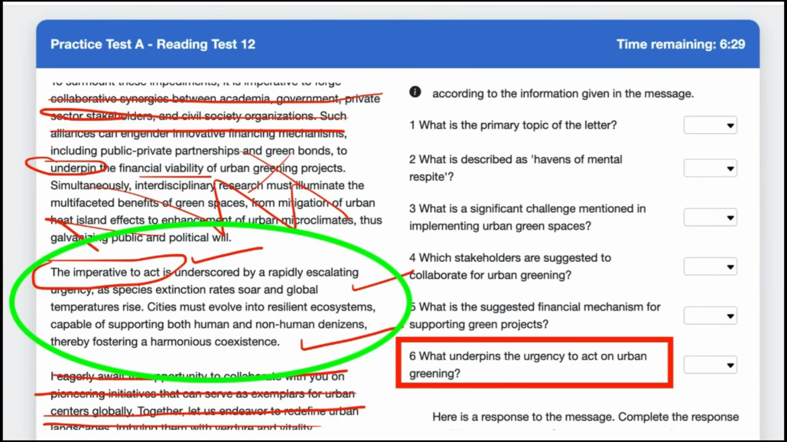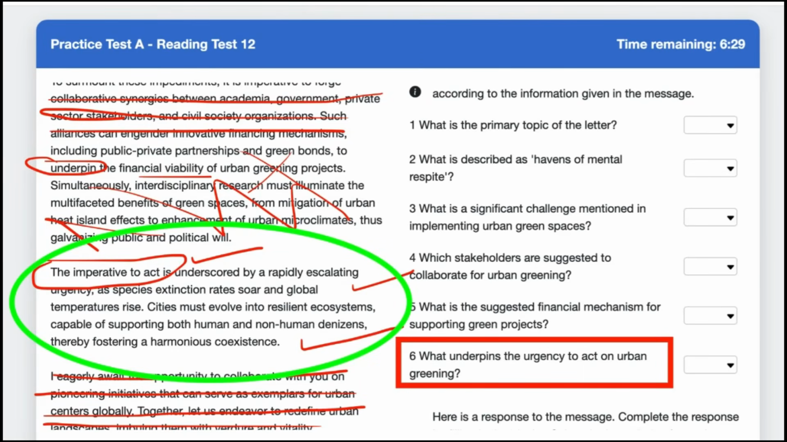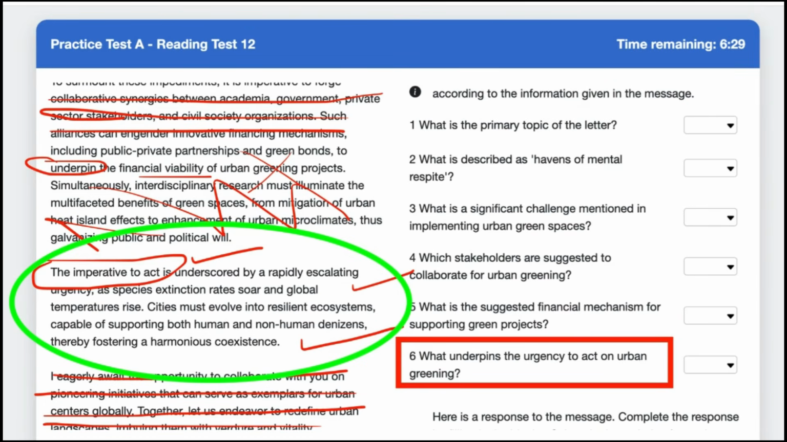I've highlighted this, but again, it says underpin the financial viability, which is not what we're talking about. Question number 6 was talking about underpinning the urgency to act. So this is put there to confuse you. Don't get confused yet. You see the green highlight? That's where it starts with the imperative to act is underscored by a, and here we talk about what is important, what we need to work on immediately. This is the paragraph I'm going to use. And when I am answering this question, I'm going to speed read everything else that is in red and cross it out in my head. Focus on the green, that helps me get the answer.